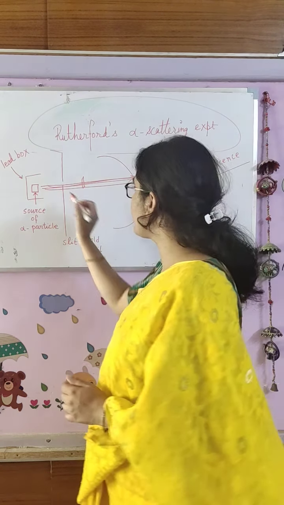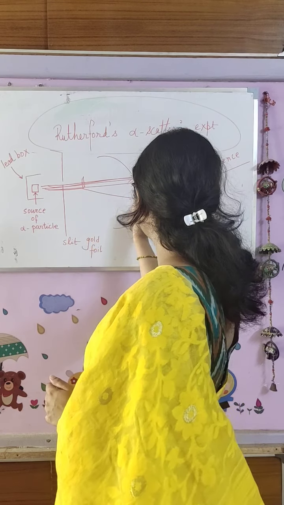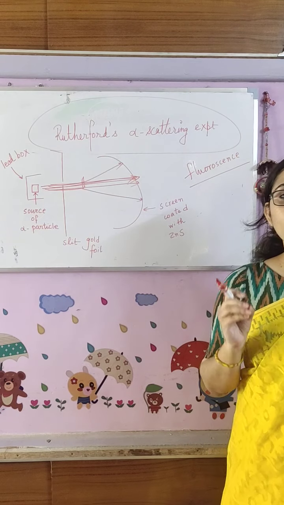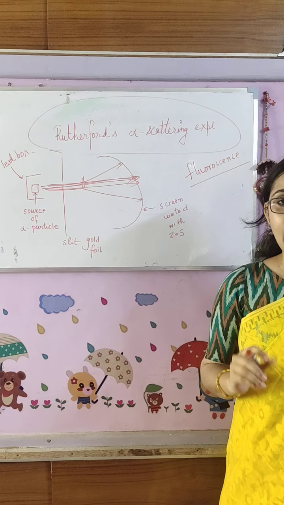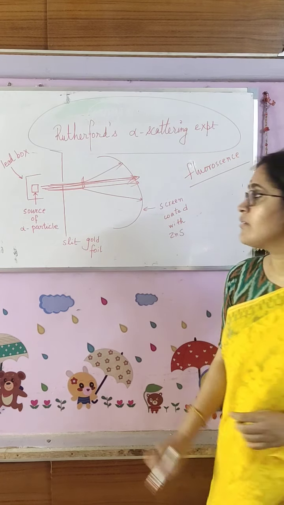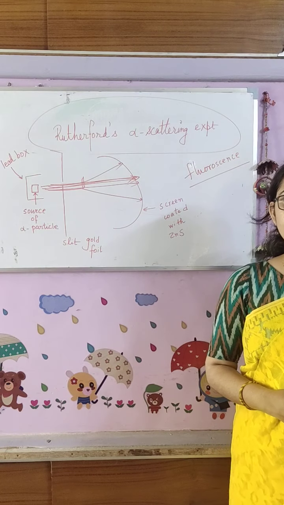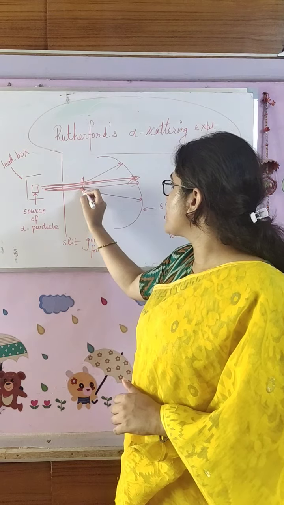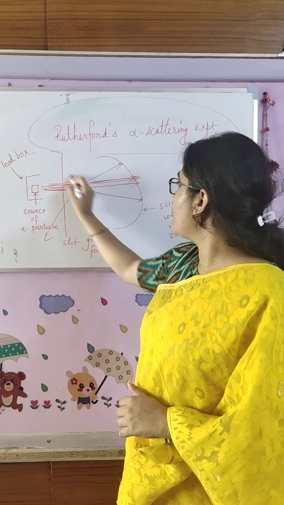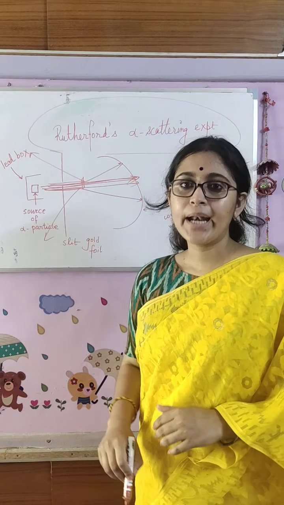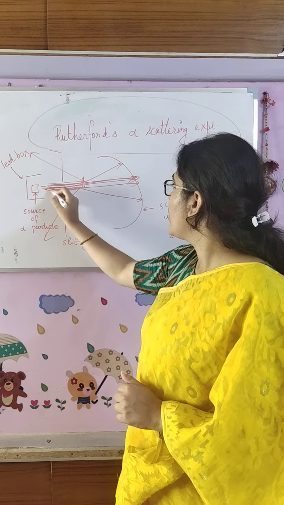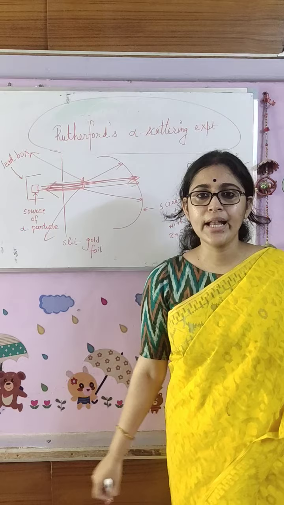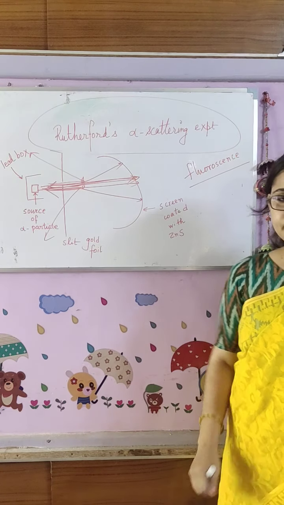Number 2, a very small amount of alpha particles was deflected by a small angle. Very few. And number 3, about 1 in 10,000 alpha particles showed deflection of more than 90 degrees. That means they struck and came back at a large angle. And about 1 in 20,000 struck the gold foil and came back totally in the reverse direction.